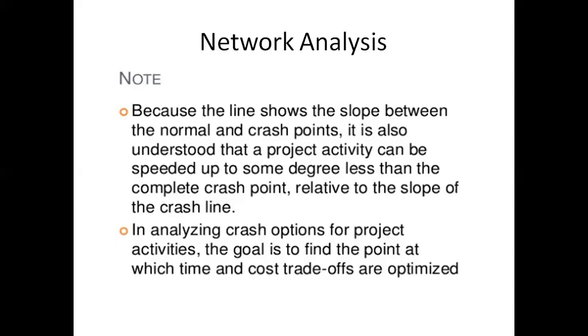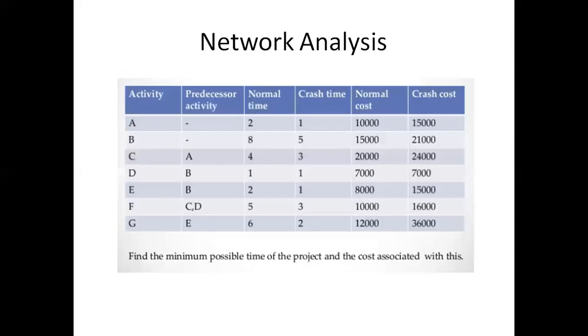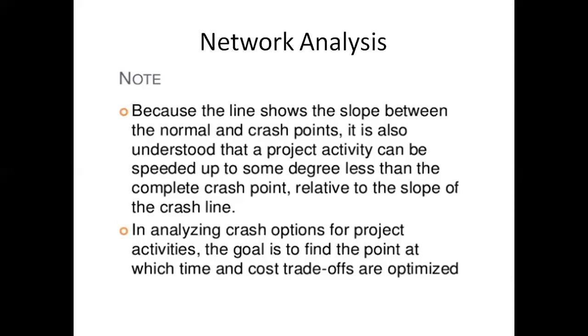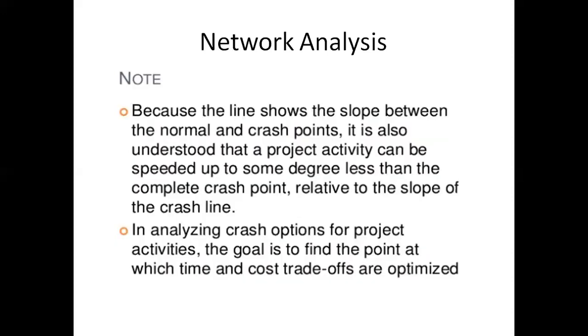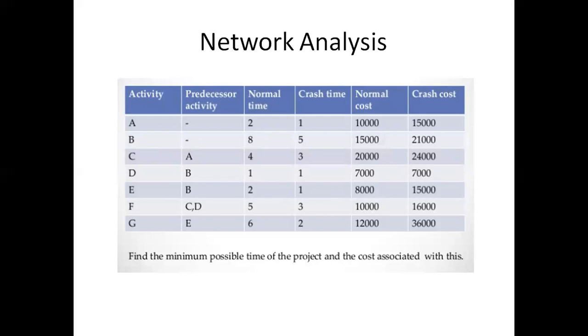Now, when we are analyzing the crash options for the project activities, the objective is to find out the time and cost rate trade-offs. What is the time and cost rate trade-off? It means the cost slope: the difference in the amount of cost divided by the difference in the amount of time. This is the formula. The result will determine which activity is likely to be crashed.